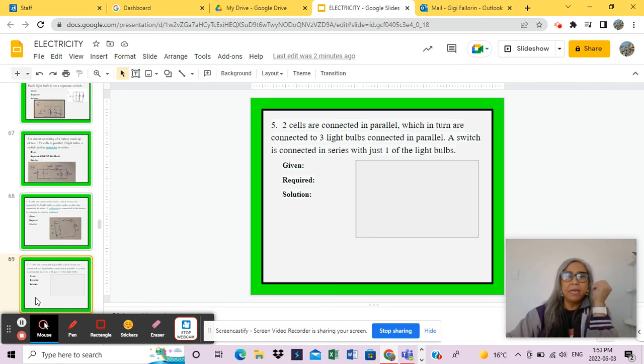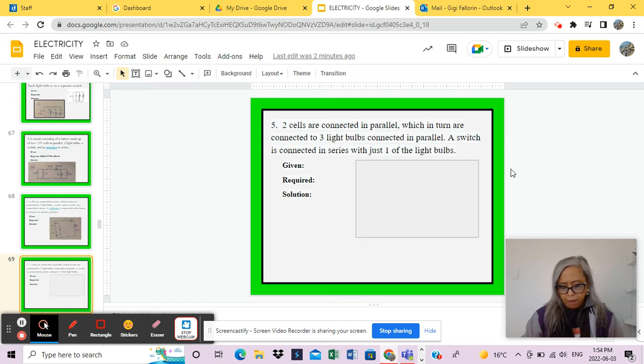So number five problem here, again on your yellow paper or on the handout that I've given you earlier. As always, given, required, solution. Under given, you draw the symbol for the components. So here, for instance, two cells, and it says they're parallel. So why don't you just write down that word, parallel, and then you have two cells.